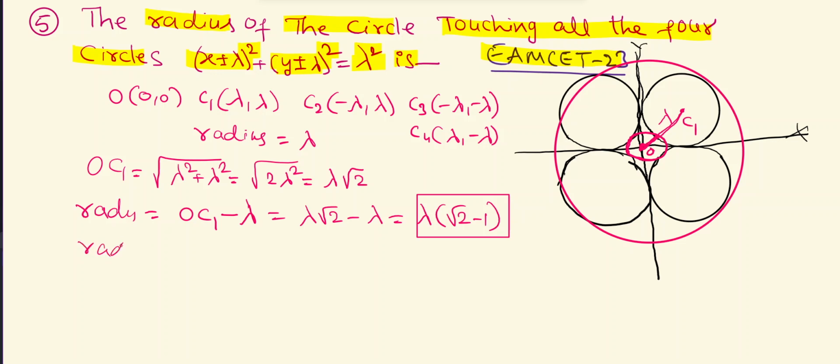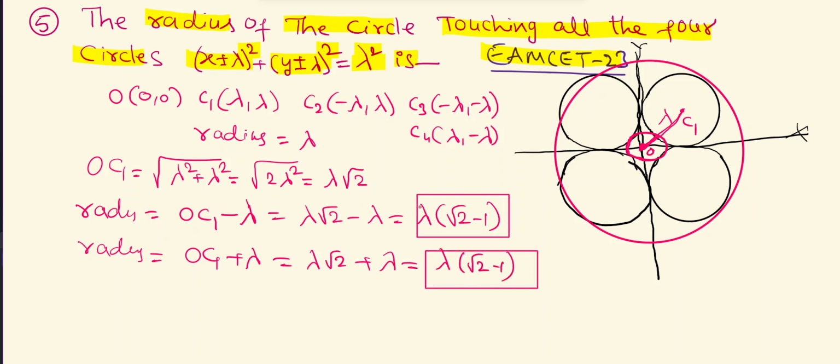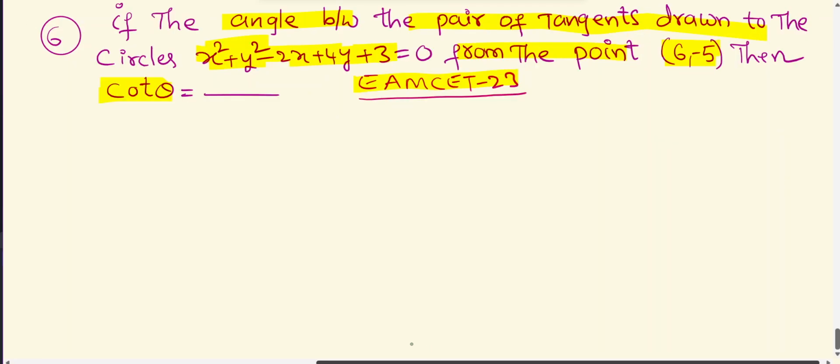For the other circle touching all the 4 circles externally, the radius is OC1 plus lambda, that is lambda root 2 plus lambda, taking lambda common, lambda times root 2 plus 1. So this is the answer. This answer is given in the options, that is the radius of the circle touching internally, lambda into root 2 minus 1.